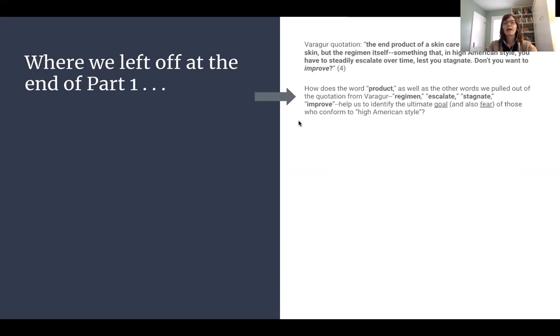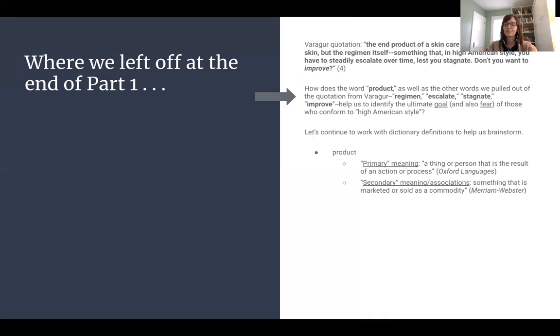Okay, so how does the word product, as well as the other words we pulled out of the quotation from Vargar, regimen, escalate, stagnate, improve, help us to identify the ultimate goal and also fear of those who conform to high American style? So that was the question we had left off with. And so we're going to continue to work with our dictionary definitions, again, to brainstorm and refine our response.